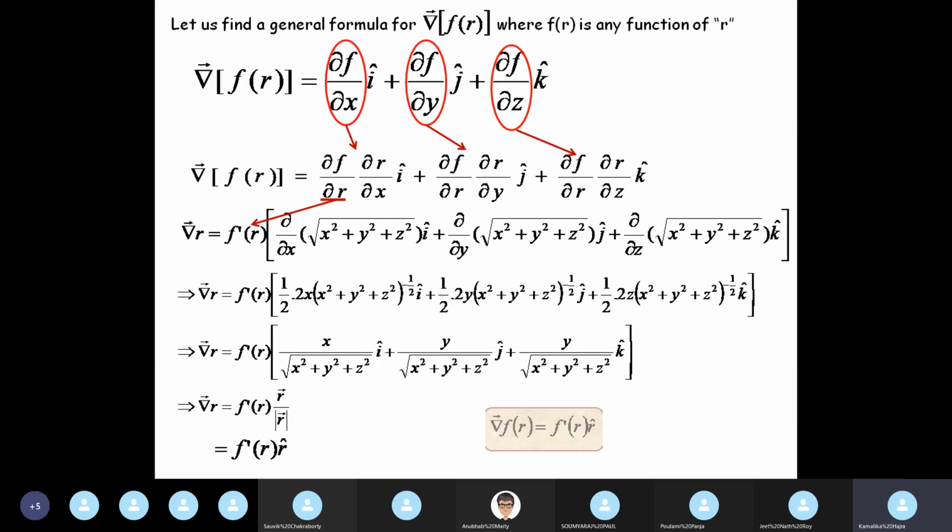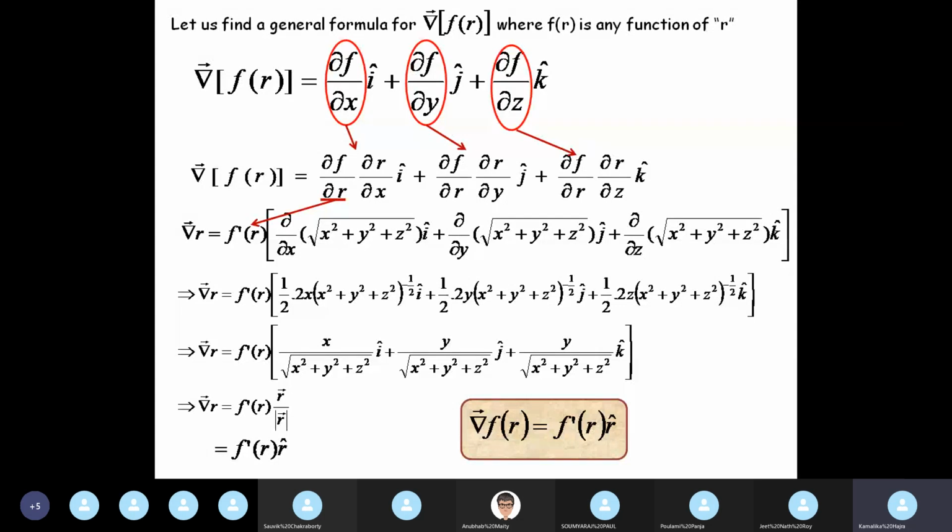So what have we got here? The gradient of any function of r, where r is the magnitude of the position vector, is simply the first derivative of that function with respect to r multiplied by the unit vector r cap. So you have got a formula for taking the gradient of any function of r. You can see that the gradient of such a function will always be a vector in the direction of r, because the direction is given by r cap, the unit vector in the direction of r.